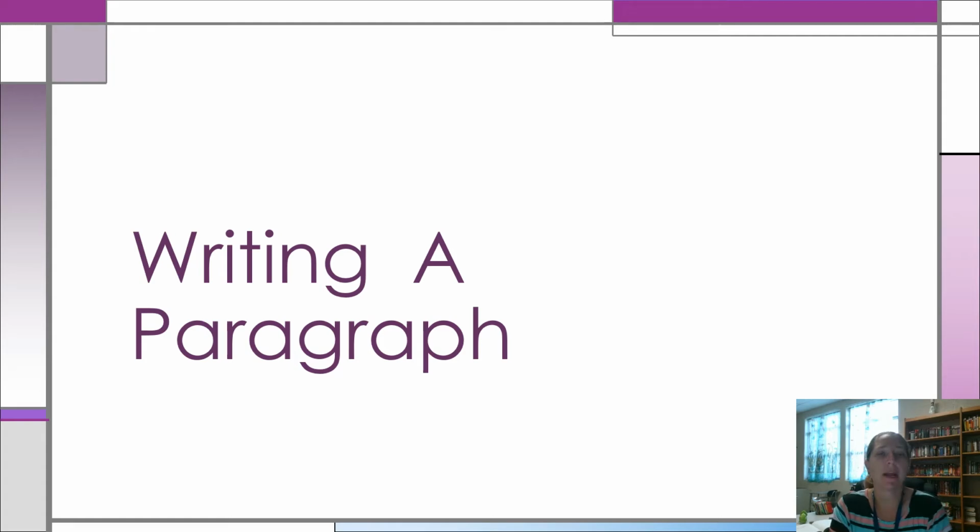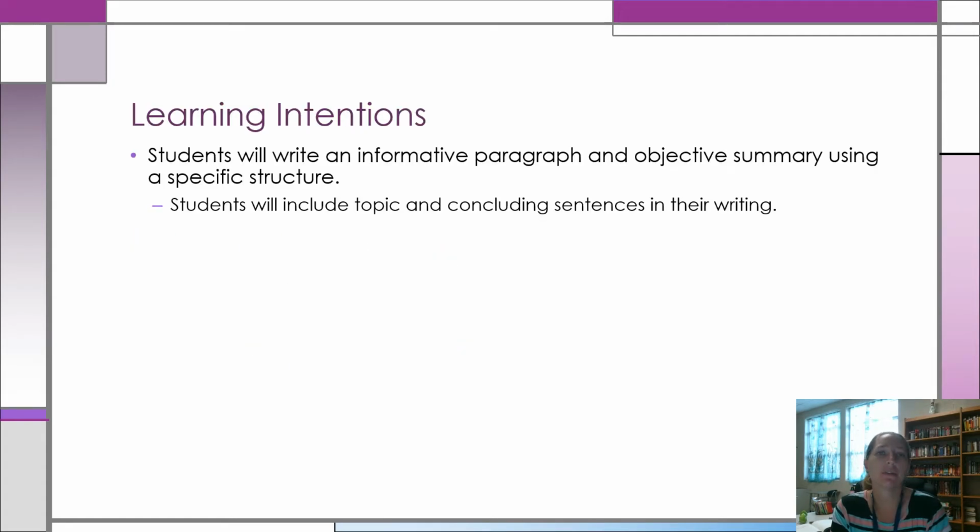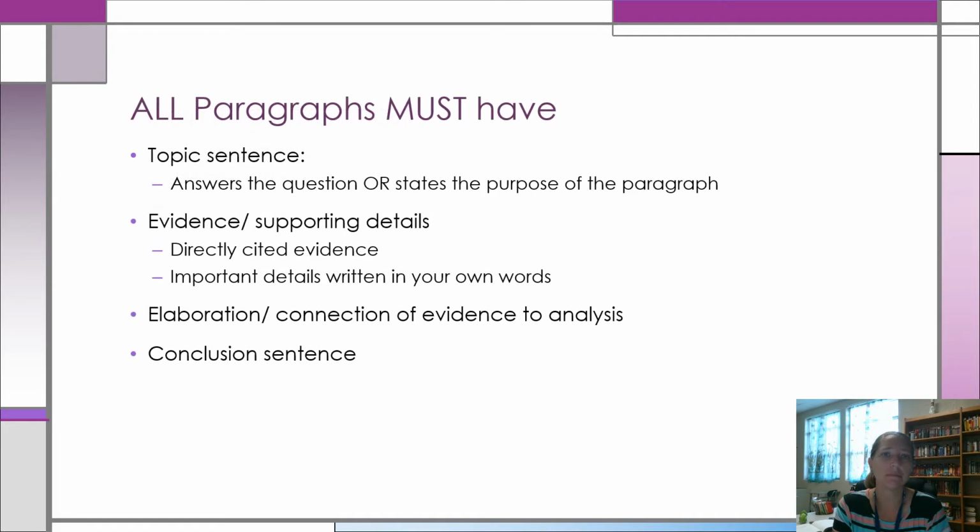Writing a paragraph. So your learning intentions for today is you're going to learn how to write an informative paragraph and an objective summary using a very specific structure, making sure that you include topic and concluding sentences in your writing. Okay, so a few things that you have to know. All paragraphs absolutely must have a topic sentence. This topic sentence is going to answer the question that you've been asked, like in your writing prompt, it might answer the question, or it's going to state the purpose of the paragraph.